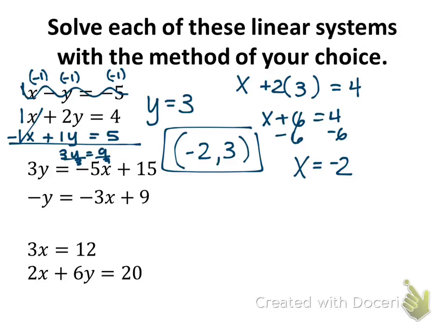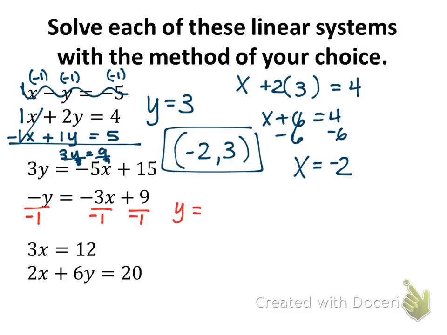Now, when I'm choosing methods, if on the first one you decided to do substitution or graphing, you will still come out with the exact same answer. All right? It doesn't mean your answer is going to be different. That's the whole point of the three methods, is you can do any way and you should always get the exact same answer. So because it's substitution, I'm just going to divide everything by negative 1 to get that y all alone.